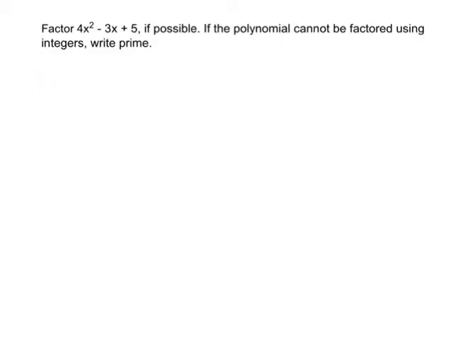Factor 4x squared minus 3x plus 5 if possible. If the polynomial cannot be factored using integers, write prime. So I'm looking for something that has a sum of -3 and the product to be 20.